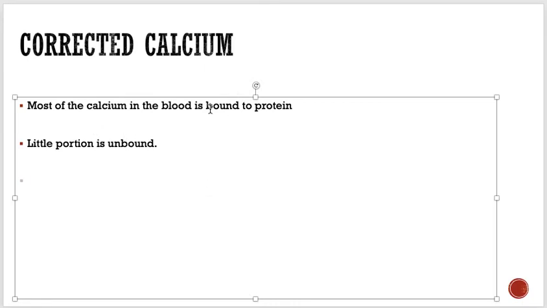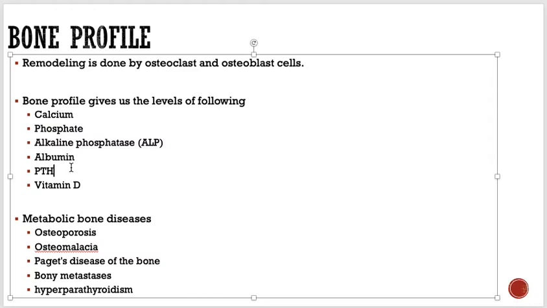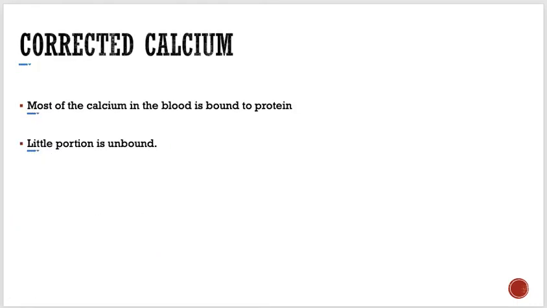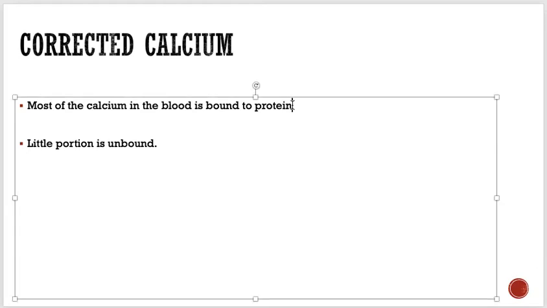This will answer why we measure albumin. Most of the calcium in the blood is bound to protein. Which protein? Albumin. A little portion is unbound, and this is the important one.